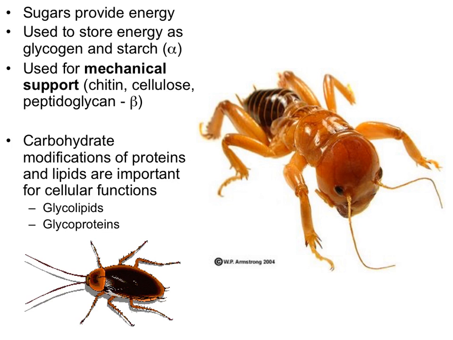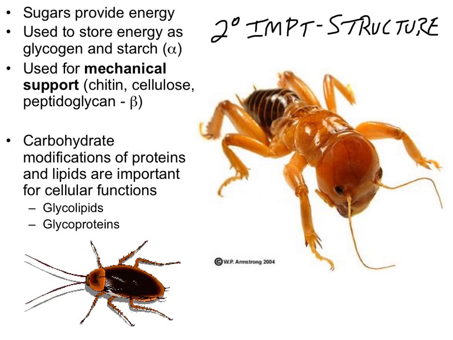The second most important function for sugars is in structure. And I'm showing you a picture here of something pretty ugly. This is a pretty ugly bug. It's actually not that much bigger than it is in real life. This is something that's called a potato bug, which is a bad name. It's also called a Jerusalem cricket.